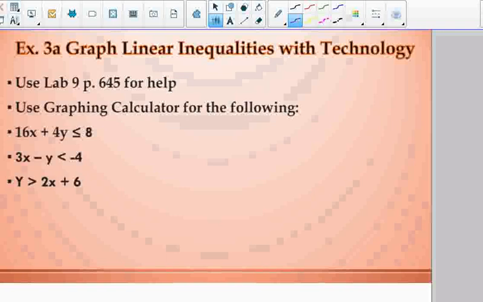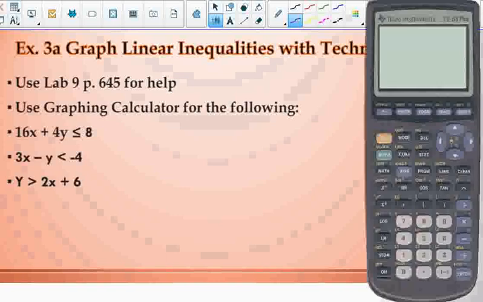Example 3, graphing a linear inequality with technology. So here you can use your graphing calculator. So I'm going to push out my graphing calculator so you can see that here. And then we're going to solve these on here. I'm going to go through the steps on how you can show these inequalities on your graphing calculator. So the first thing I'm going to do is turn the calculator on and hit the Y= button. You want to make sure that Plot 1, Plot 2, and Plot 3 are off.